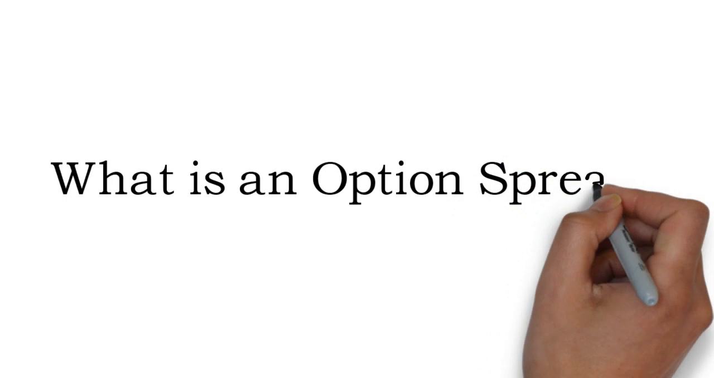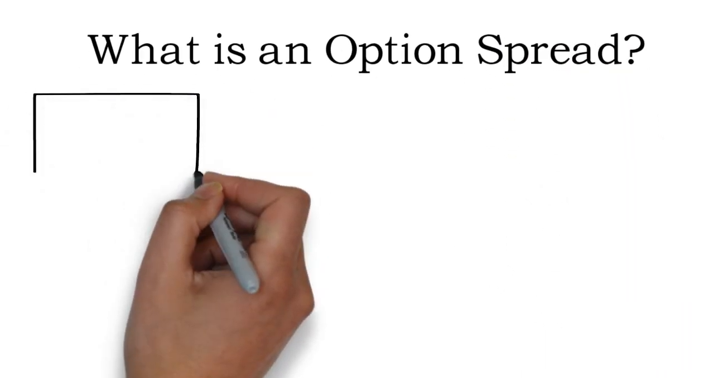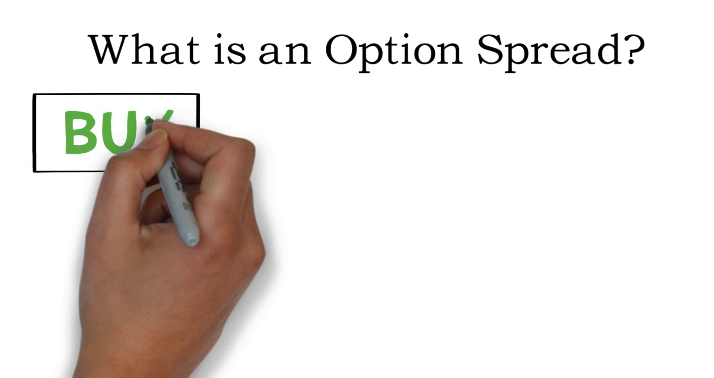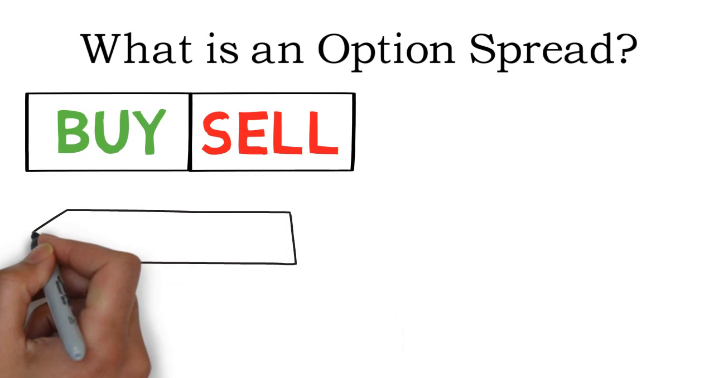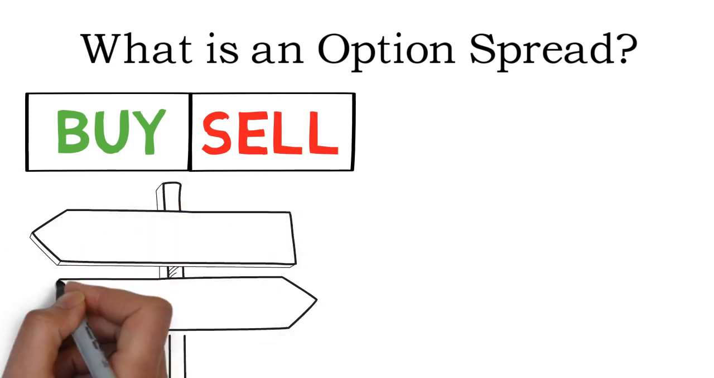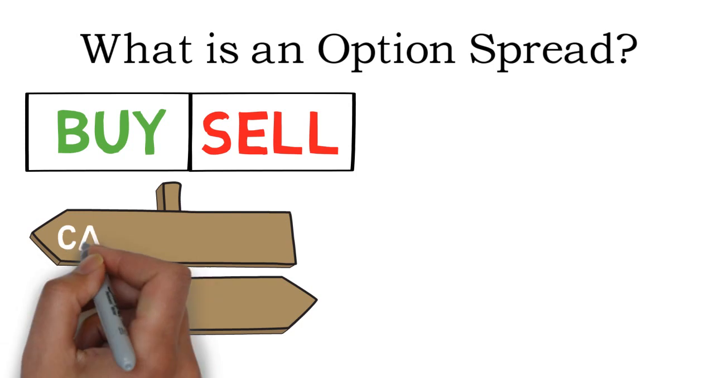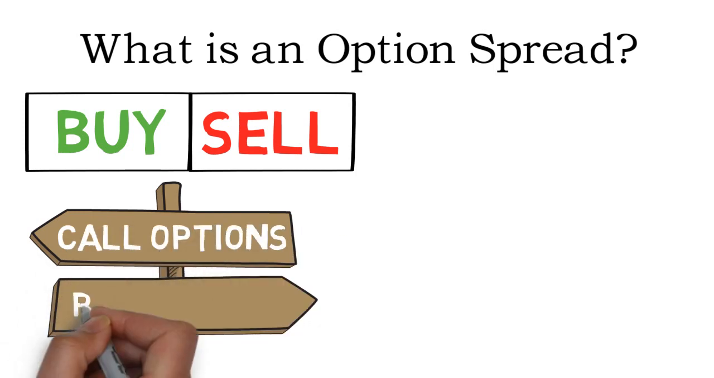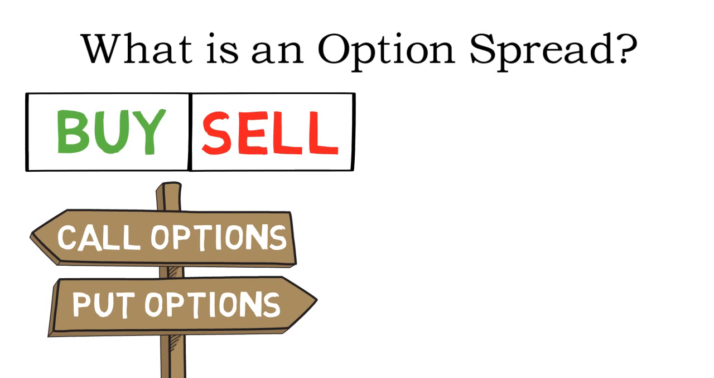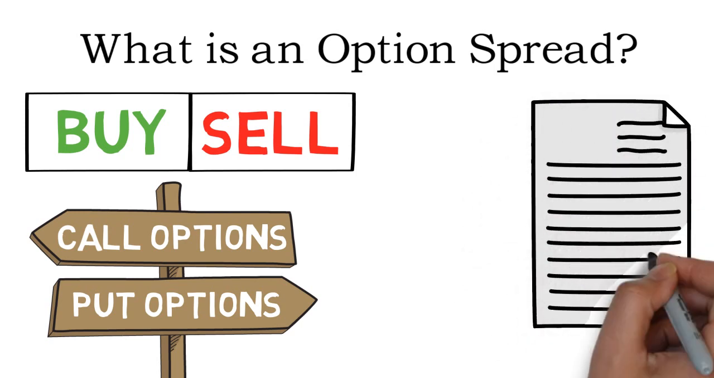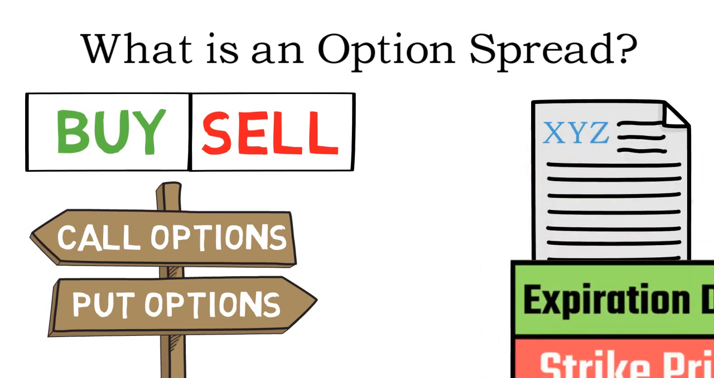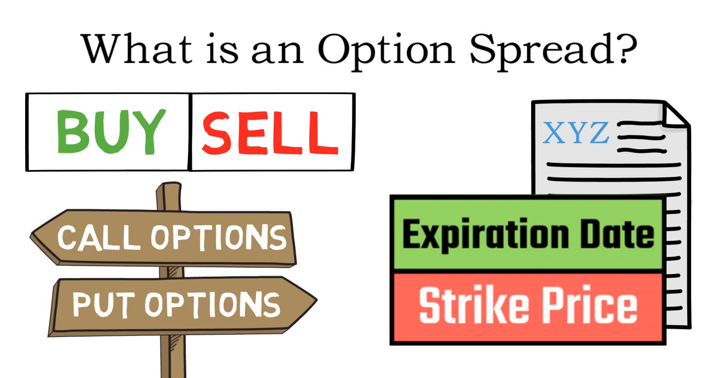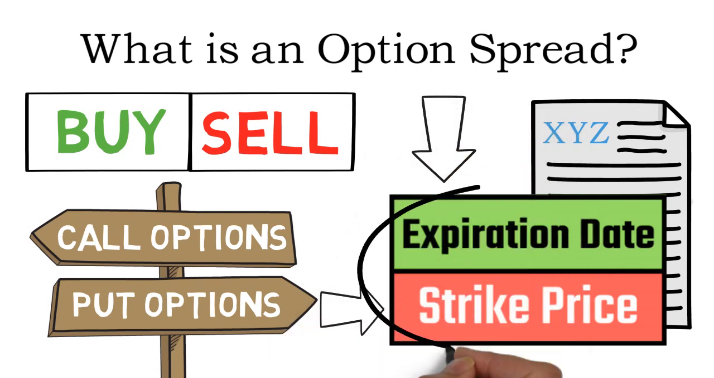What is an option spread? An option spread is an option strategy involving the purchase and sale of options at different strike prices and/or different expiration dates on one underlying asset. So all options involved in an option spread are of the same type, which means that all options are either call options or put options. All options involved are on the same underlying asset, and the only aspect that they differ in is either expiration date or strike price, or both expiration date and strike price.